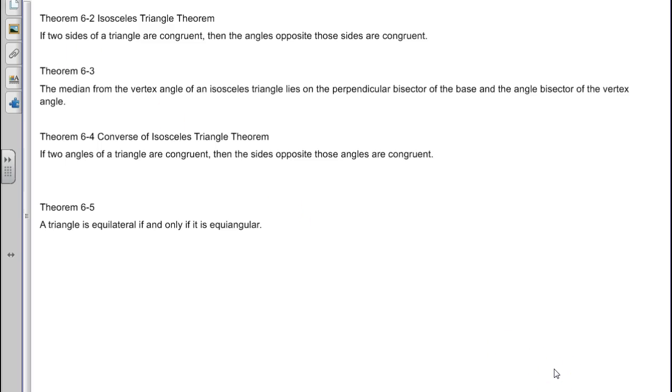So let's get some theorems out of the way. These need to go in your theorem section. So theorem 6.2, isosceles triangle theorem. If two sides of a triangle are congruent, then the angles opposite those sides are also congruent.